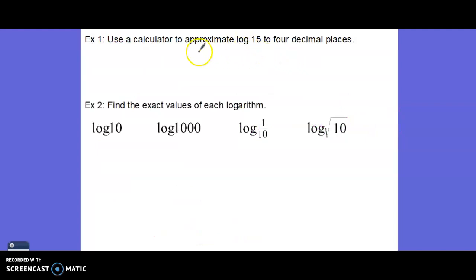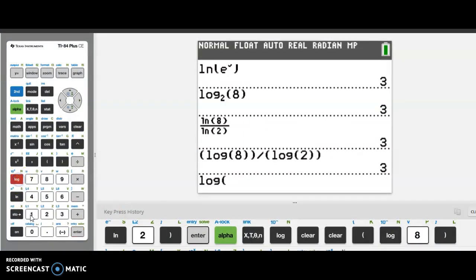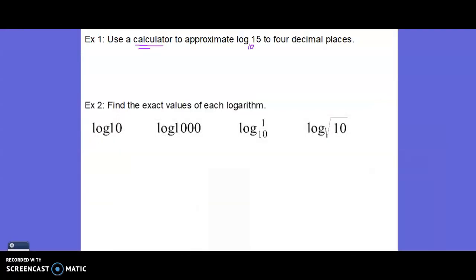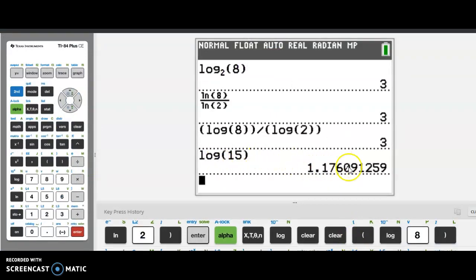So the first example wants you to use a calculator. And remember, the implied base is 10 for this problem. Well, we can just use a calculator, hit the button, log of 15, hit enter, and we get 1.1761. There you go. 4 decimal places. That's not very often I ask for 4 decimal places. But all you need to do is figure out how to use your calculator.